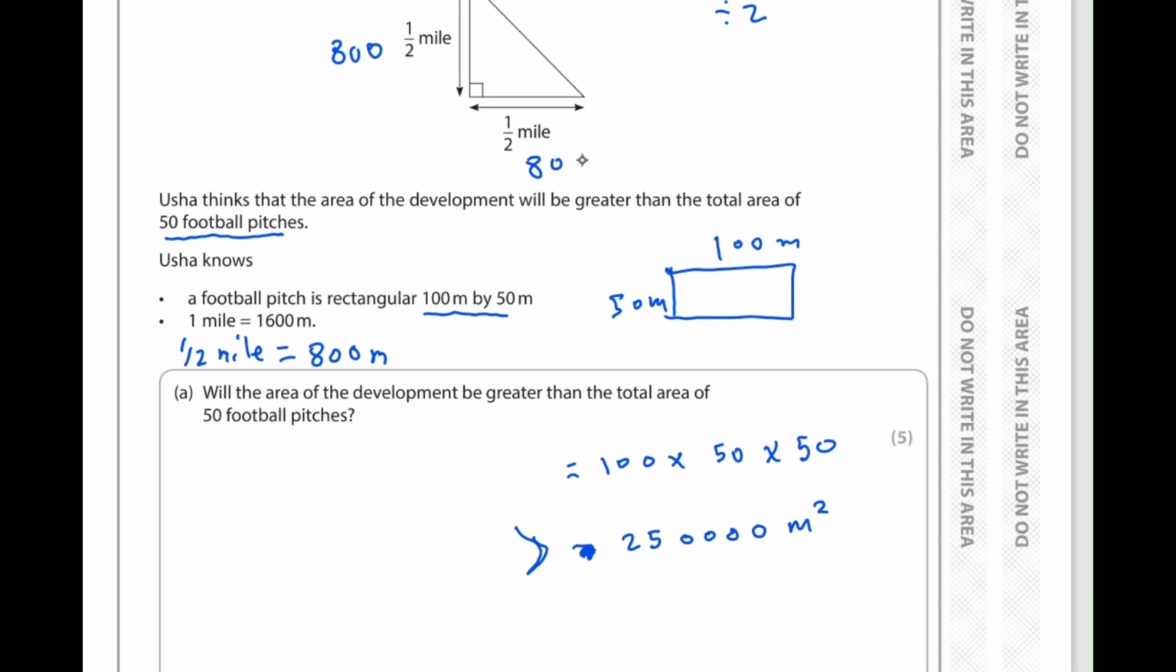To find the area of the triangle, that's 800 times 800 divided by 2. 8 times 8 is 64, then we add 4 zeros at the back and divide by 2. 64 divided by 2 is 32, and then we have the 4 zeros, which gives 320,000. Is it going to be greater? Yes, it is greater.